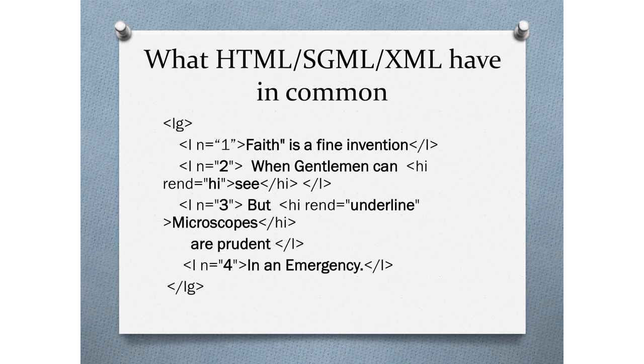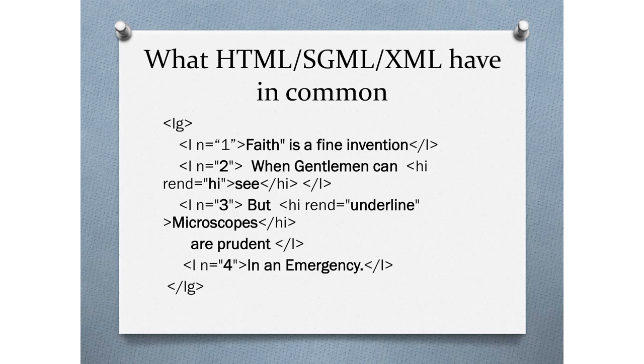What do HTML, XML, and SGML have in common? Well, they're all markup languages as opposed to programming or processing languages. SGML and XML, another derivative of SGML, are meta-languages. They're languages that describe other languages. But they all use the same syntax, as you can see on the slide.